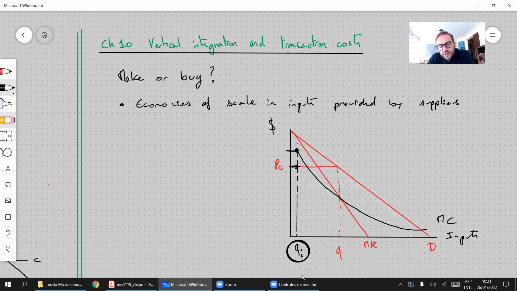If instead I need a sufficiently large amount of leather, then in this case, to produce it myself, it's going to cost me this. The price of purchasing it on the market is going to be this. So in that sense, to me, it's more interesting to make my input myself than to purchase it from the firm.